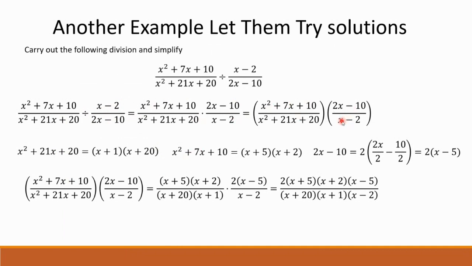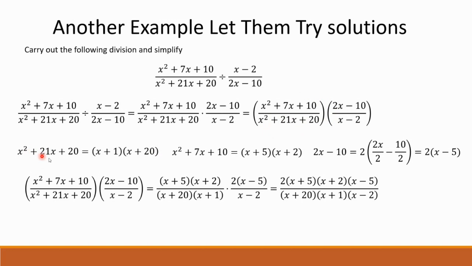Now, since we're simplifying, I wouldn't carry out the multiplication because you're going to have to factor anyway. So what we want to do is instead factor this numerator and the denominator. That's what we're going to do here. So we have x squared plus 21x plus 20, right? So I'm going to factor this denominator first.